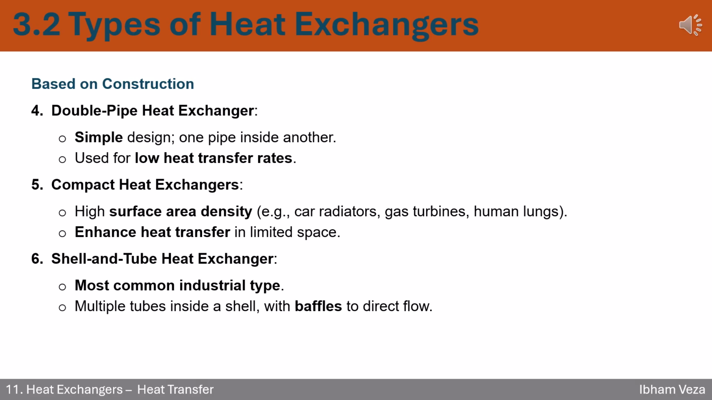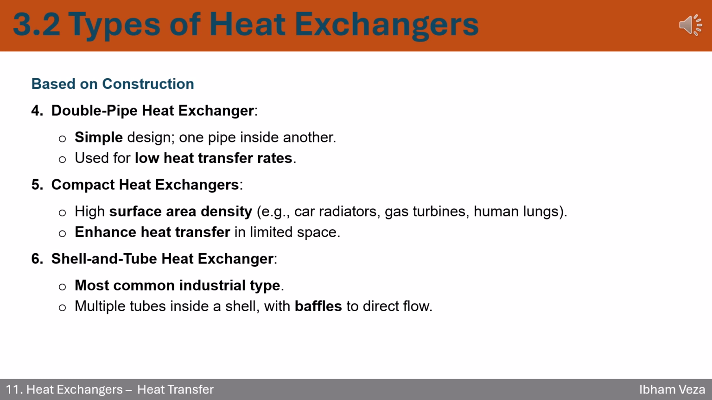3.2. Types of heat exchangers. Construction matters. Let's look at how heat exchangers are physically built, because this affects their use and efficiency. First is the double pipe heat exchanger. It's as simple as it sounds: one pipe inside another. It's good for basic, low heat transfer tasks, but don't expect high performance from it.